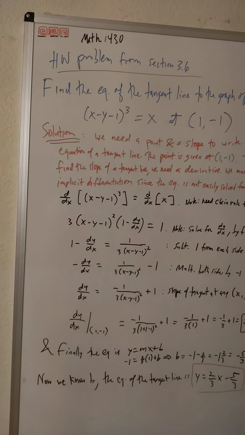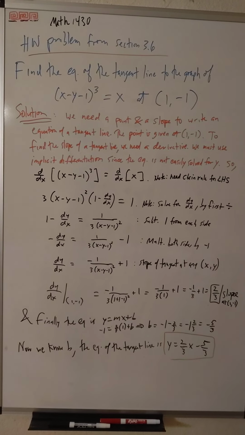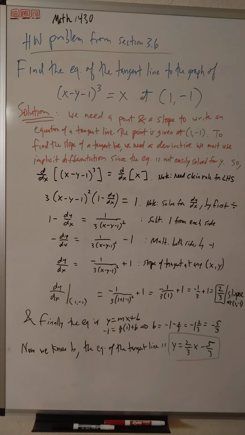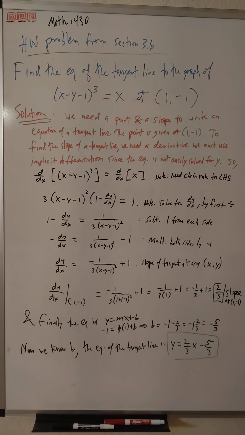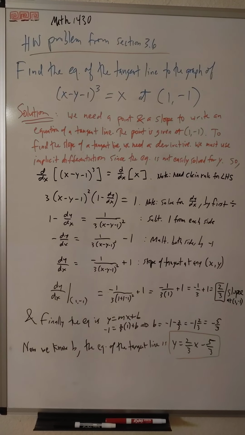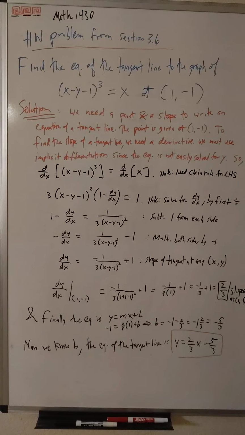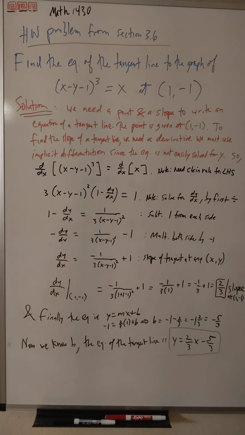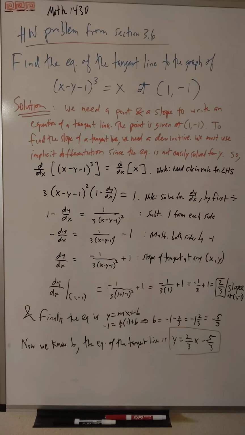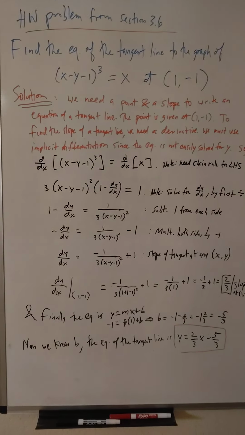Find the equation of the tangent line to the graph of this equation, (x minus y minus 1) cubed equals x, at the point (1, -1). Notice (1, -1) solves that equation. When x is 1 and y is -1, it solves the equation, so that's why it's a point on the graph. Okay, so let me zoom in here a little bit.